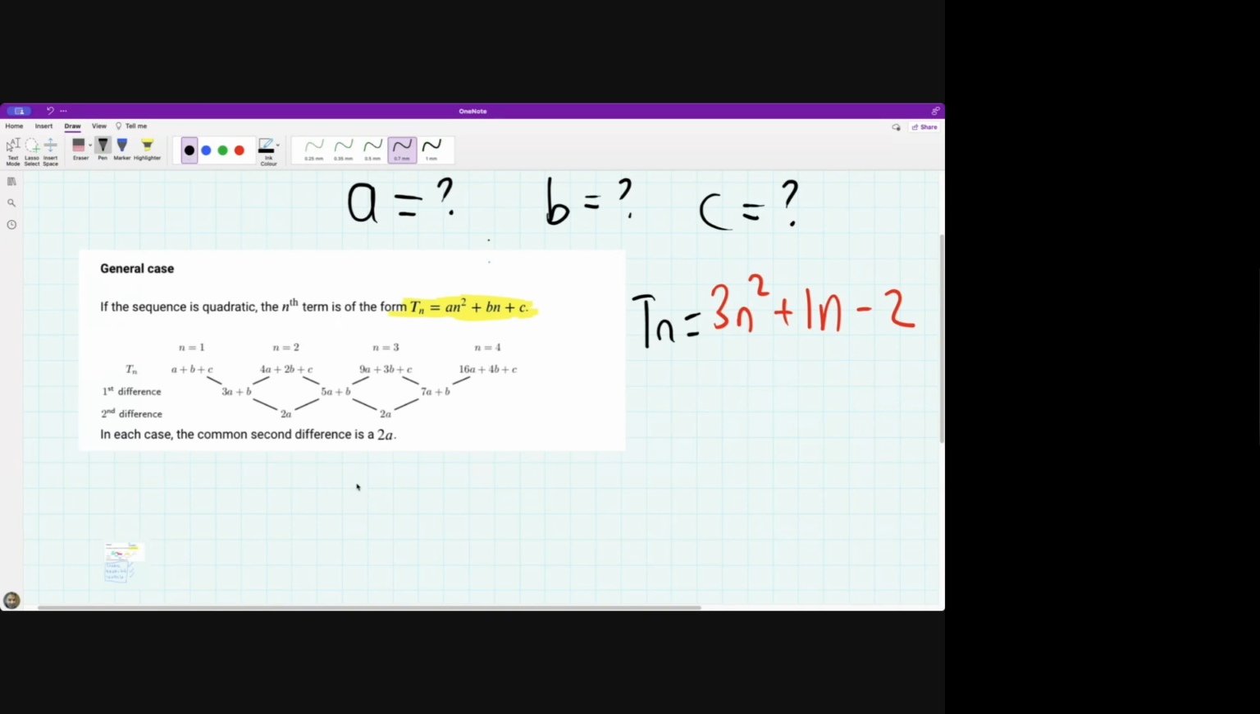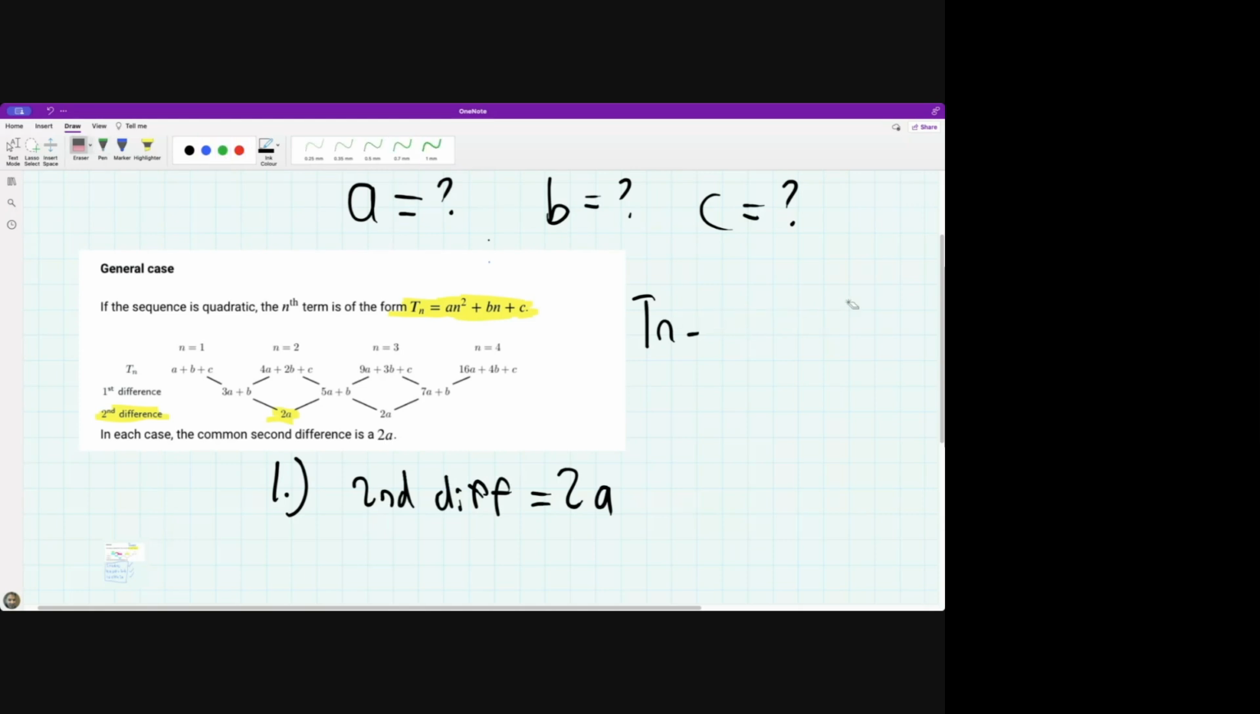But the main idea that we use is that the second difference is always 2a. So one of the first things we do is we work out what the second difference is, and we make it equal to 2a. So that is going to be what I call step 1. Make the second difference equal to 2a, where the a is just the... let me write this out the whole way. Where the a is just this a here.